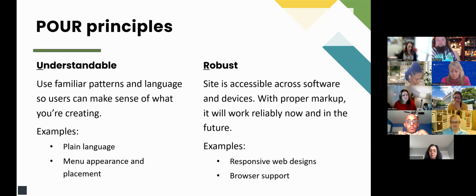You want to make sure that you're using plain language, simple terminology. Stay away from the jargon and the big long words and complex sentences. And then, as I said, making sure that your menu is where people are going to be looking for a menu. And then there's robust, which is the final, the R principle.